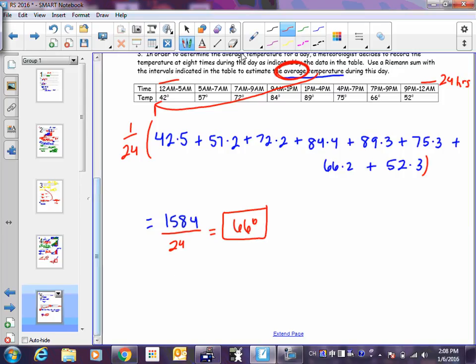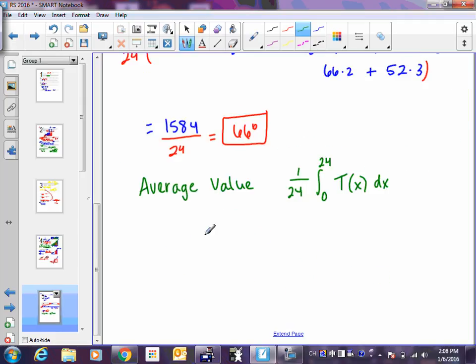This has a name, and it is called average value. Just like how we have average rate of change, this is called average value. Now in this problem, if I go back to the notation of using the integral, I would do 1 over 24, and I would integrate from 0 to 24 of my temperature, so I could call this T of x dx. I don't want to get too technical here, but I want you to start getting used to seeing this notation. All that means is the area under the curve divided by 24 at the end.